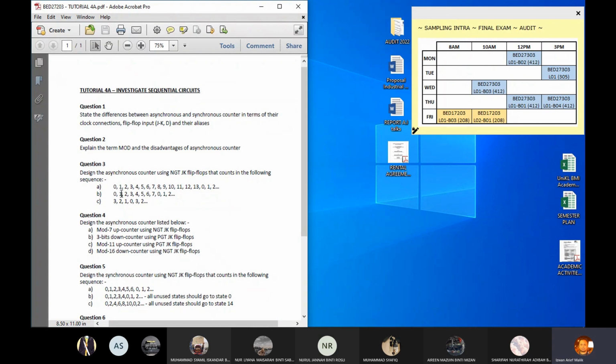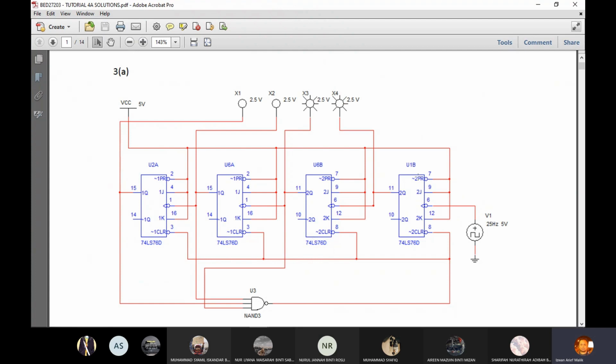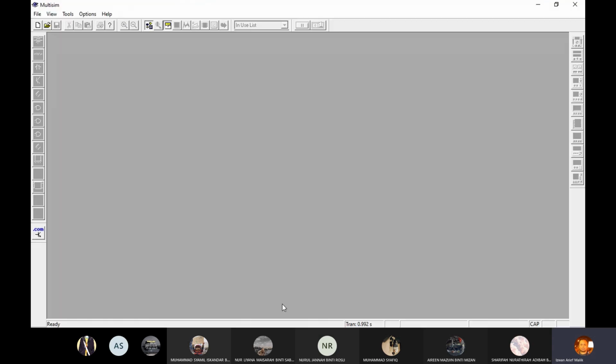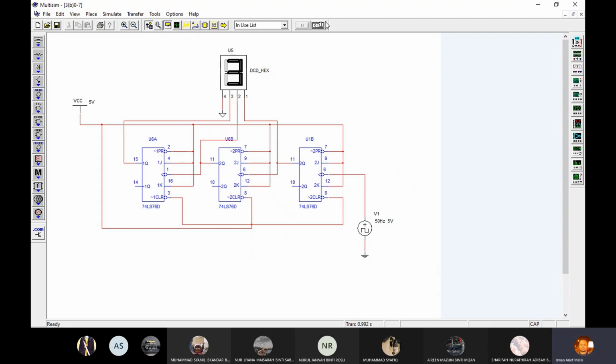Ada 8 state, 1, 2, 3, 4, 5, 6, 7, 8. So mode 8 up counter. Okay, so mode 8 up counter is a full sequence counter lah. Okay, so bila dia full sequence counter, you tak perlu menggunakan NAND gate tu. All of the J, K, preset dan clear ataupun set dengan reset ni, you connectkan kepada VCC. Okay, ni 3 VCC, bawah ni pun clear, saya connectkan semua kepada VCC. So kalau saya runkan, then okay, this is the same circuit lah. Okay, bila saya run, dia akan kira sampai 7, balik kepada kosong lah.